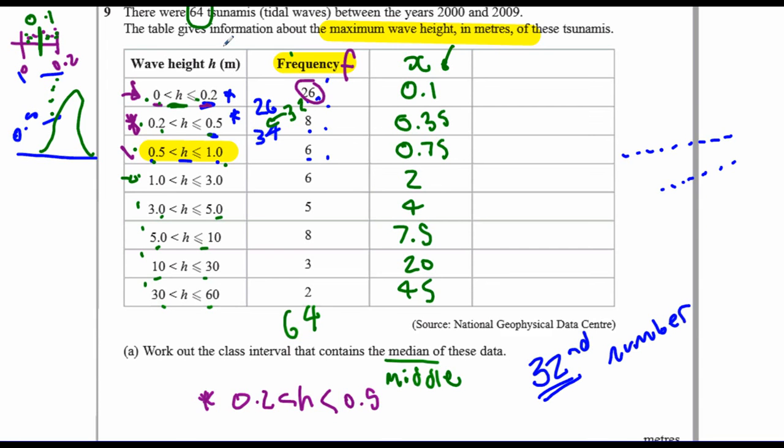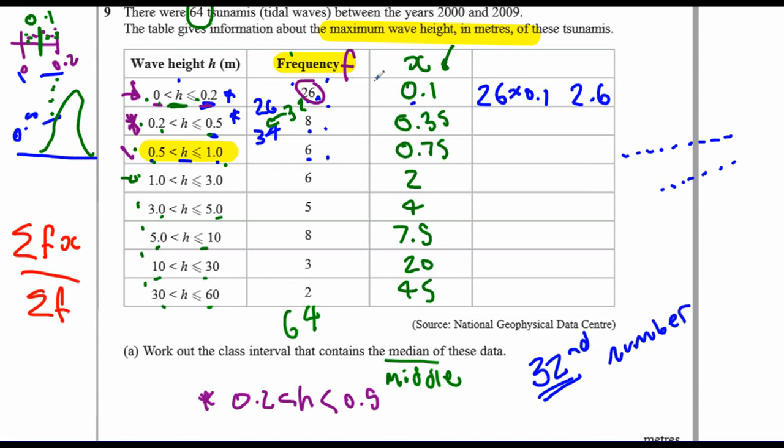Now remember what the formula said? The sum of f times x over the sum of f. Let's think about what the mean means and why we're doing that. The mean means add up all your numbers. Now we've just said that we're going to estimate that there's 26 values of 0.1. If we want to add up 26 lots of 0.1, that's 26 times 0.1, which is 2.6, but you can do that on your calculator also.